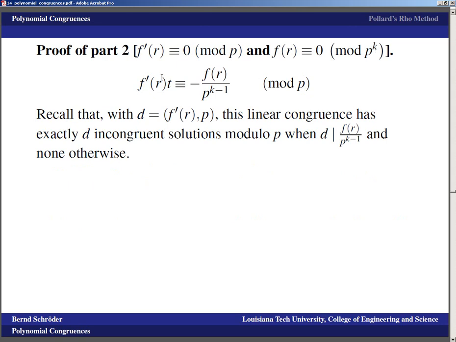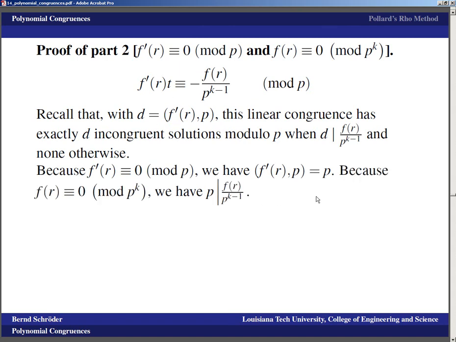We still have the same thing. We have this congruence that we have to deal with, and we know that it has exactly d incongruent solutions, with d being the greatest common divisor of f prime of r and p. Well, f prime of r is equivalent to 0 modulo p, and that means the greatest common divisor of f prime of r and p is p. And that's one of our assumptions here, right?